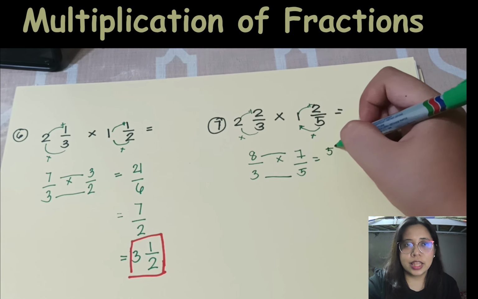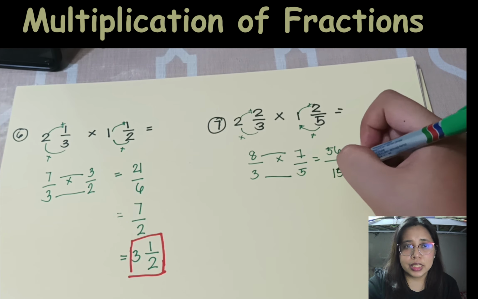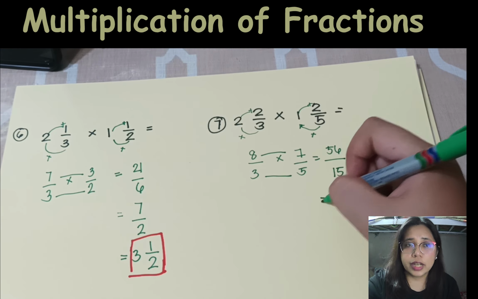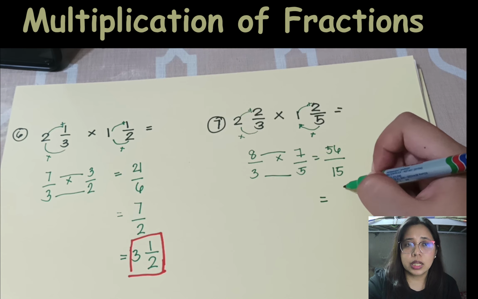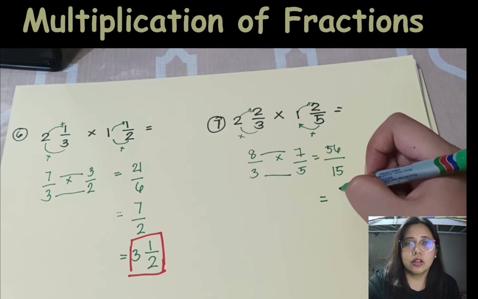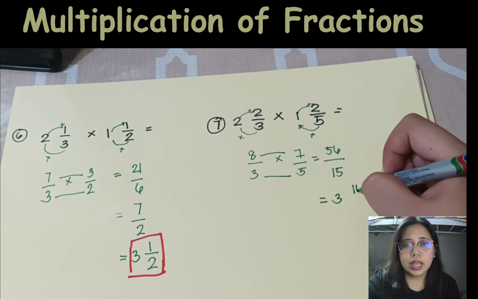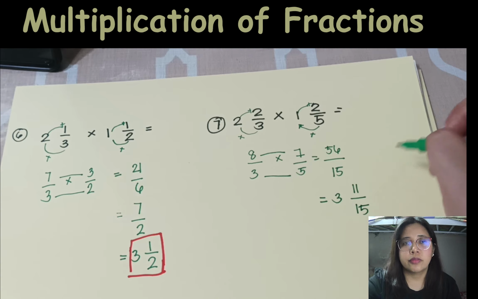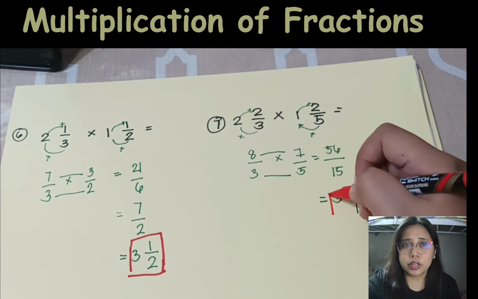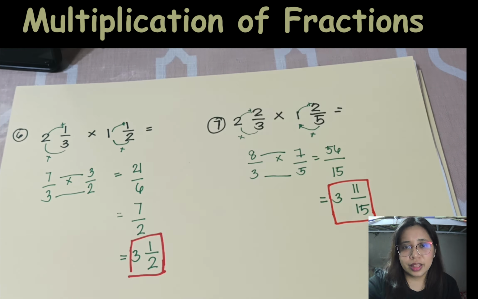So we get 8 times 7 is 56. Then 3 times 5 is 15. So convert natin yan sa lowest terms. Okay, and we get, okay, ang answer natin will be 3 and 11 over 15. Okay, so 2/3 times 1/5 is equal to 3 and 11 over 15.